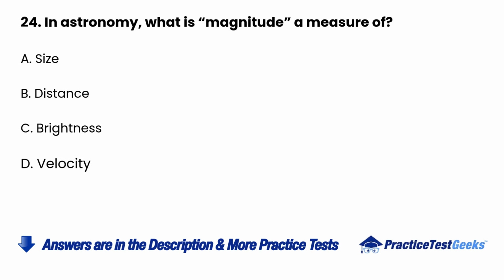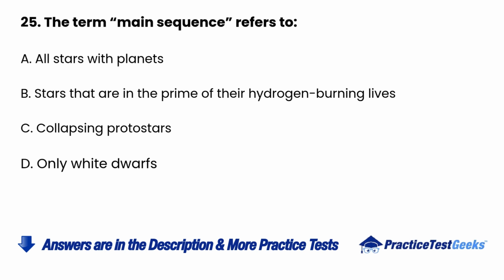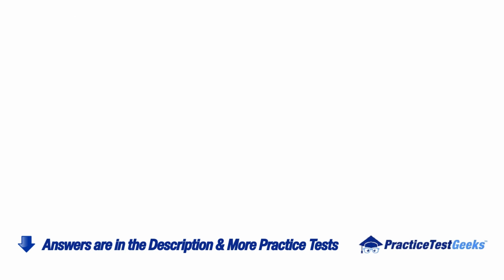In astronomy, what is magnitude a measure of? A. Size. B. Distance. C. Brightness. D. Velocity. 25. The term main sequence refers to A. All stars with planets. B. Stars that are in the prime of their hydrogen-burning lives. C. Collapsing protostars. D. Only white dwarfs.